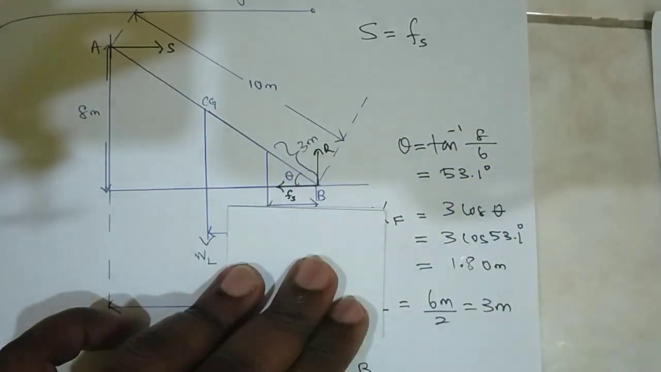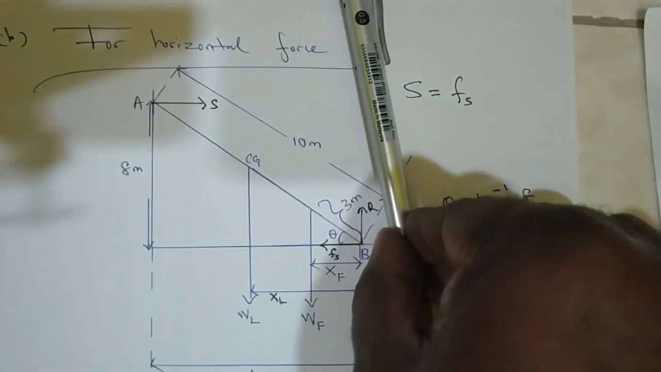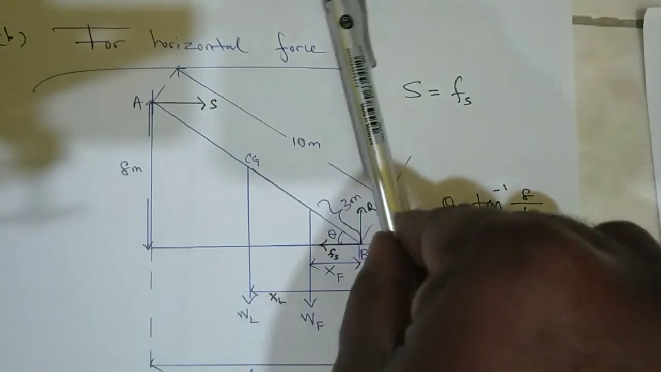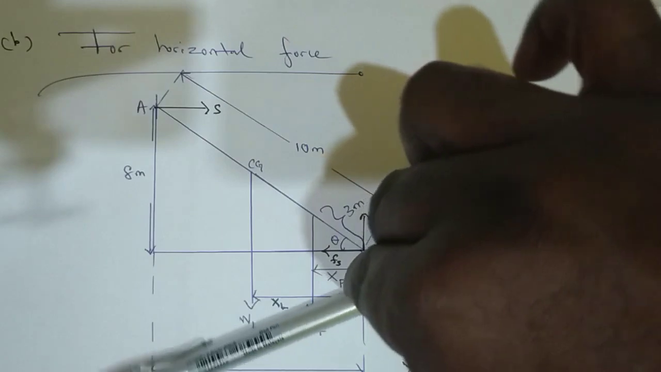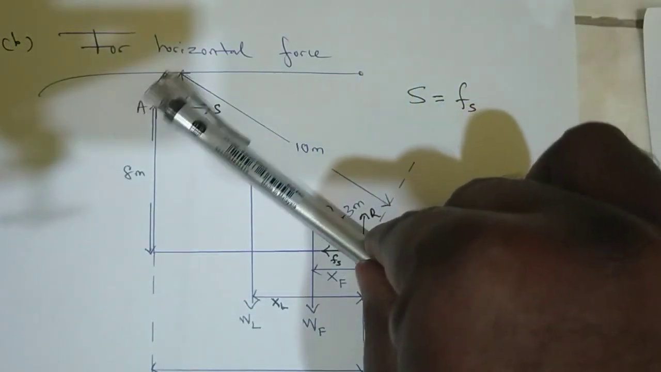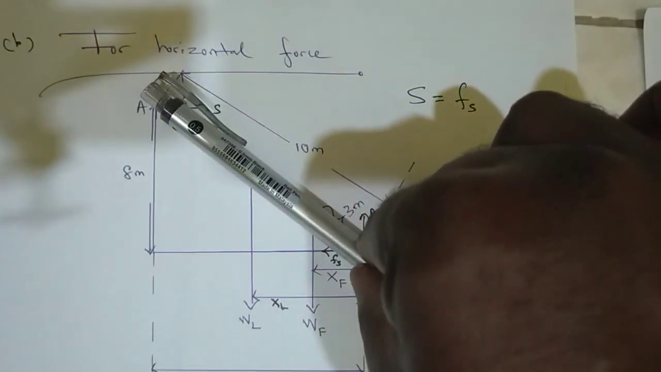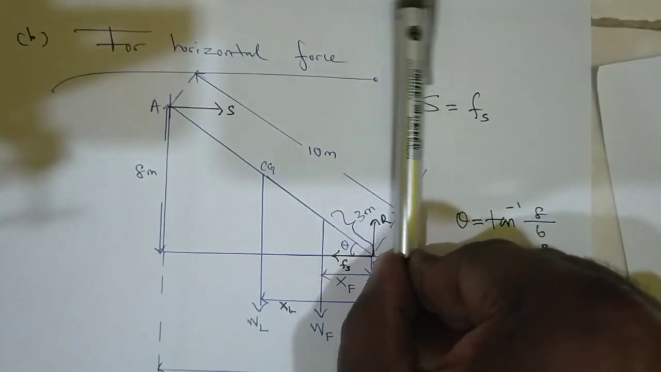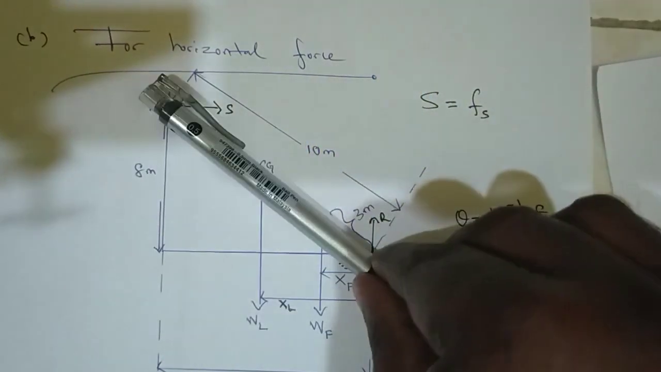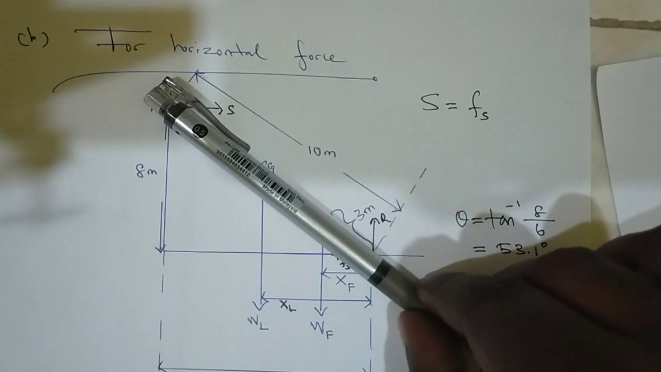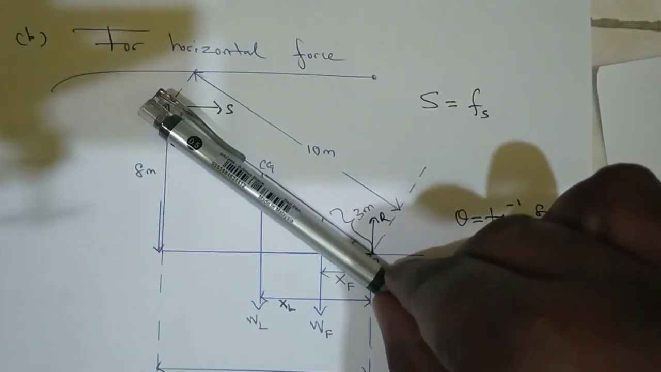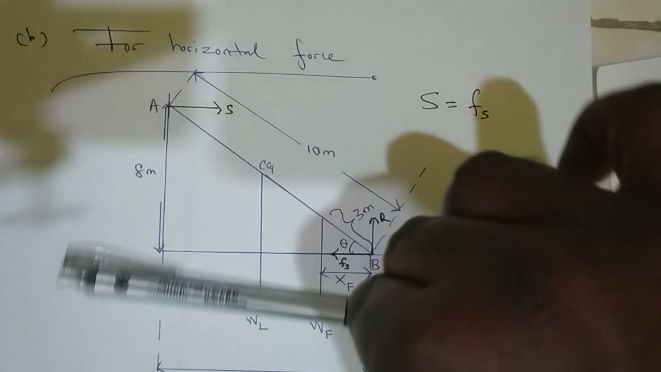Sorry, there is a bit of an error here. I repeat again. Clockwise, S times 8 meter. Anti-clockwise, as follows.